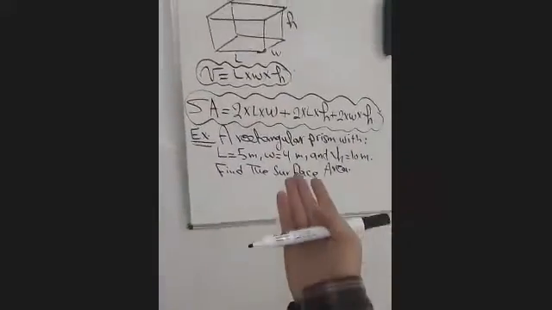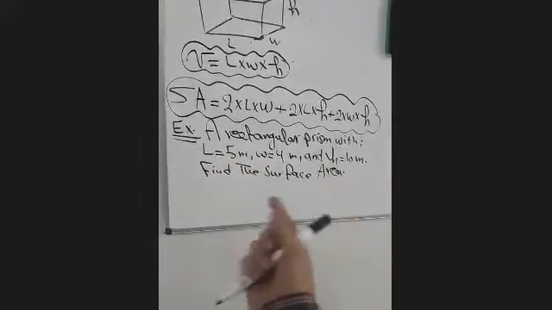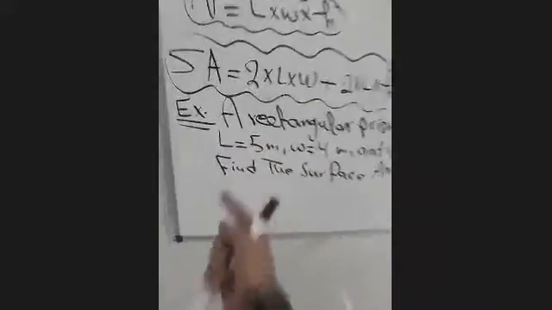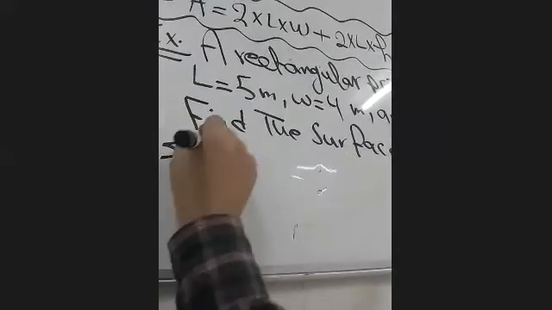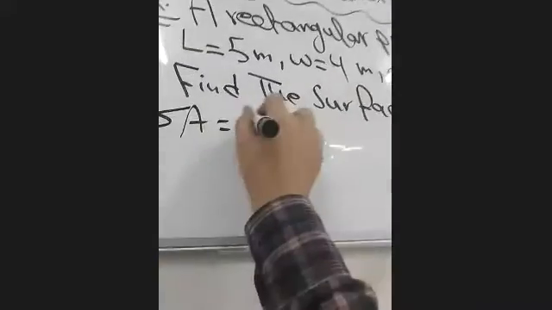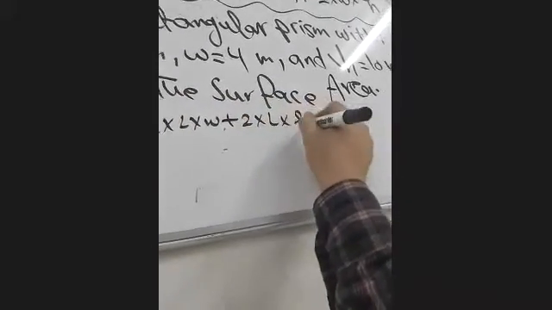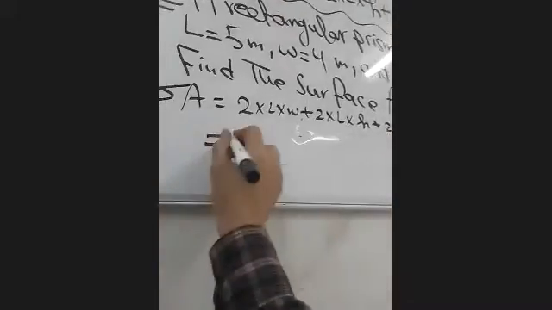Now, how will I solve this? How will I find the surface area if I know the length, width, and height? Just write the formula, replace your numbers, calculate. So let's do it. SA equals, first step, as always, we write the formula. 2 times length times width plus 2 times length times height plus 2 times width times height equals 2 multiply.